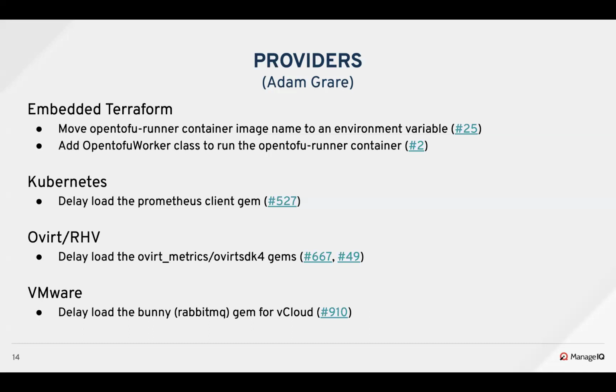All right, and for embedded Terraform this sprint, we moved the OpenTofu runner container image name to an environment variable so that it can be modified at runtime if the user wishes. Before it was hard-coded to an image name in the systemd unit, and now we get that from the environment variable list.